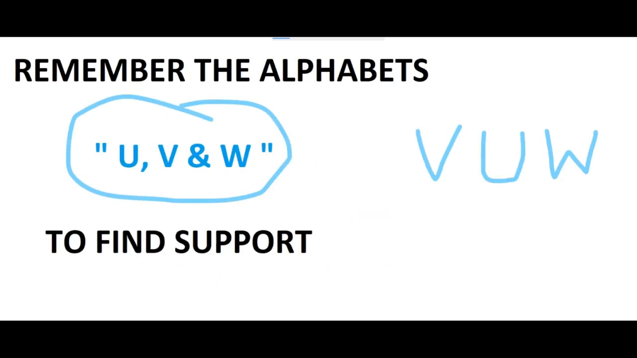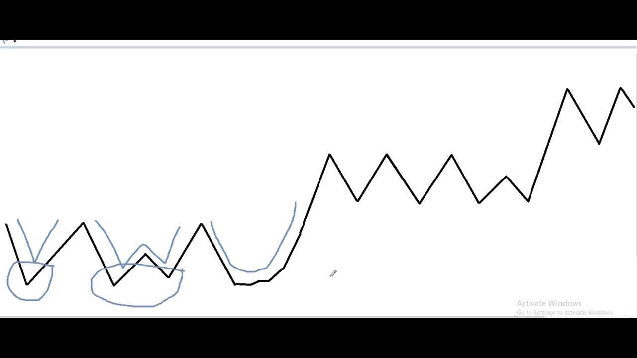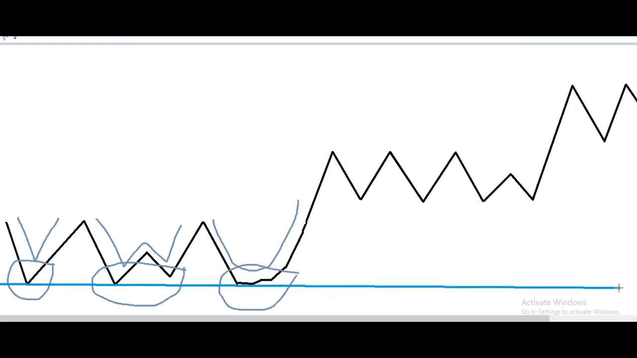Now let's check out how to find the support. Let's check first with the diagram, then we'll move on to the charts. So I have a diagram here. If you see this point, I call it a V. As I said before, you just need to understand three alphabets, U, V and W, to find the supports. This looks something like W, this is U, and if you see these 3 points from where the prices have bounced back, I'll just draw a horizontal line here attaching these points, and you can see we have a support here. This is how we create a support.